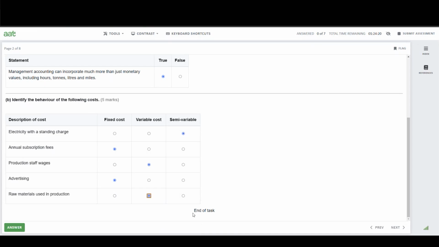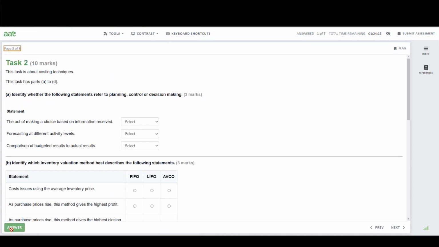Okay, so we can see we've reached the end of the task. We can see those words, end of task. So we can click on answer, which takes us on to task 2. Task 2 is about costing techniques.